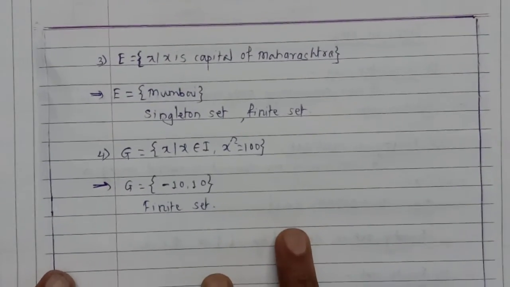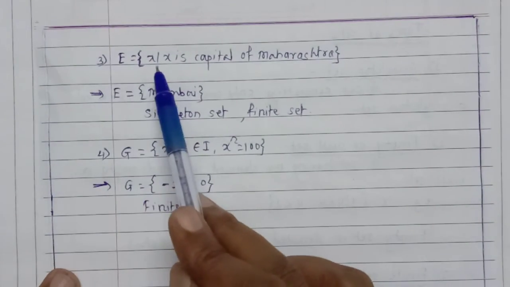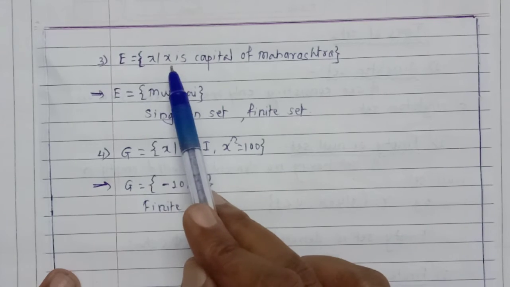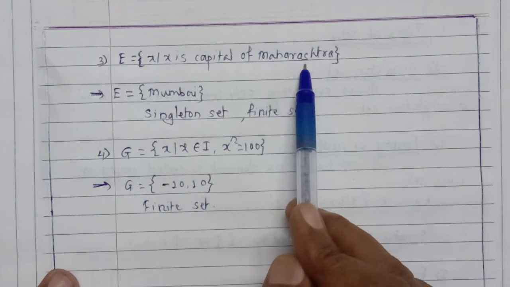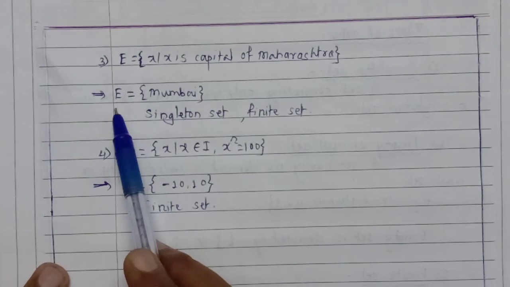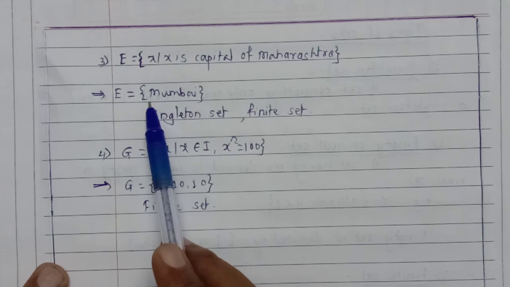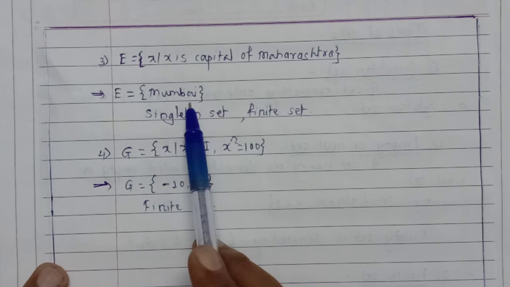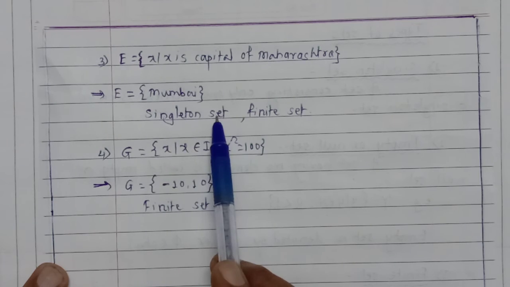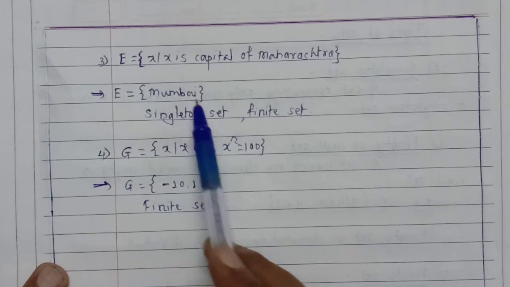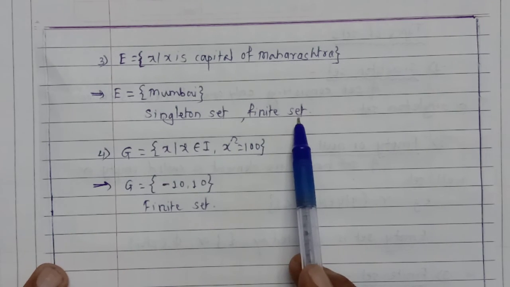Here is one more example. E is a set where x is an element of E and x is the capital of Maharashtra. So which is the capital of Maharashtra? Mumbai city. There is only one element, so it is a singleton set and the elements are countable, that's why this is a finite set also.